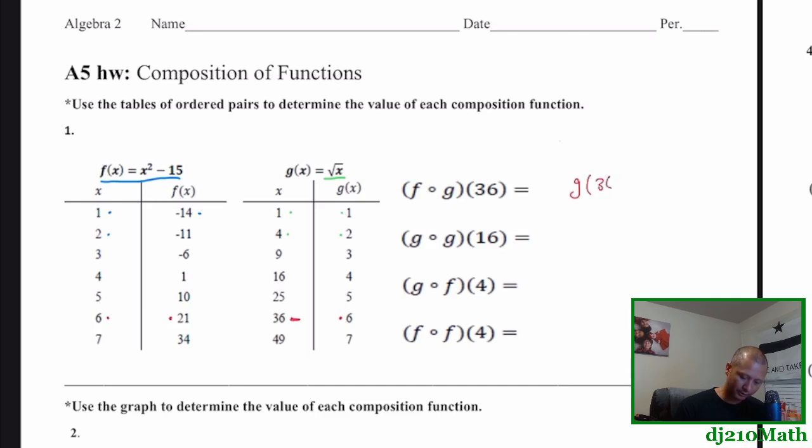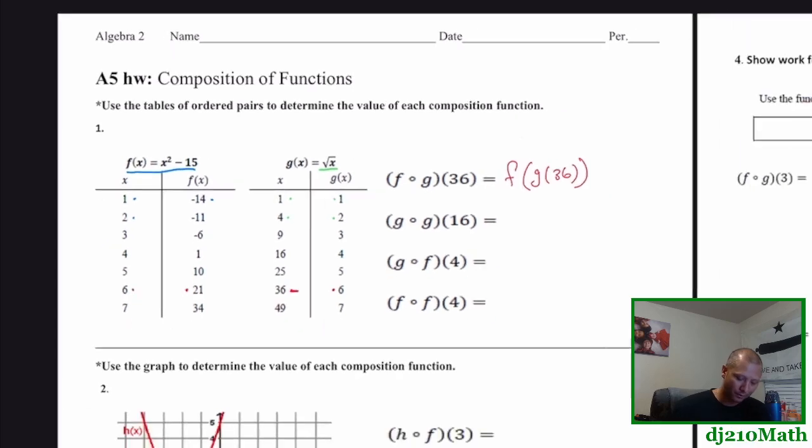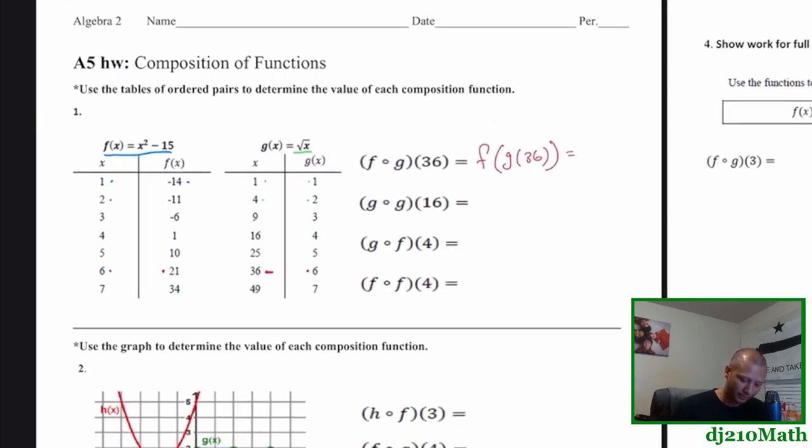g of 36, that's going to give us something. And I'm going to plug that into f. That's basically what's happening. So g of 36, we said, was really 6. So f of 6. Take 6 and plug it into f, and we get 21. That's basically the deal. So let's try it again.